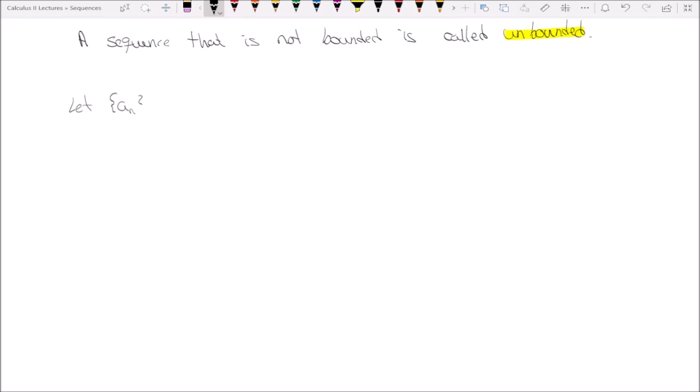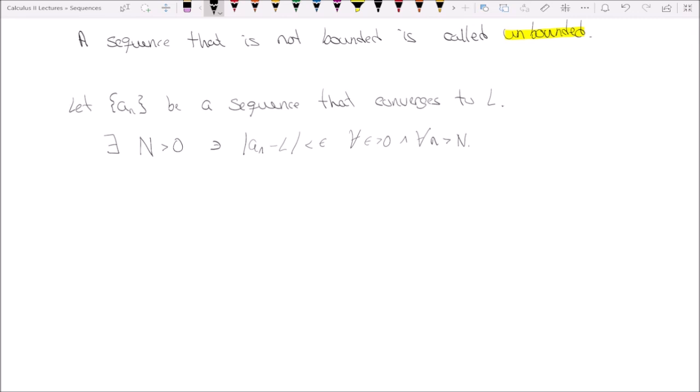So let a sub n be a sequence that converges to some value L. What we know is that there has to exist some capital N larger than 0 such that the absolute value of a sub n minus L is less than epsilon for all epsilon greater than 0 and for all n greater than big N. What this means is that for n larger than capital N, L minus 1 is less than a sub n, which is less than L plus 1.